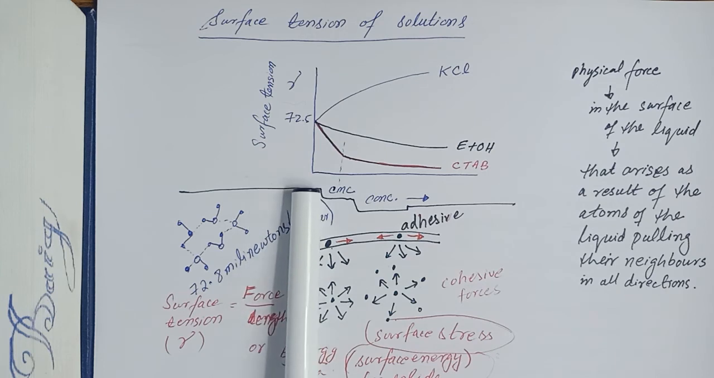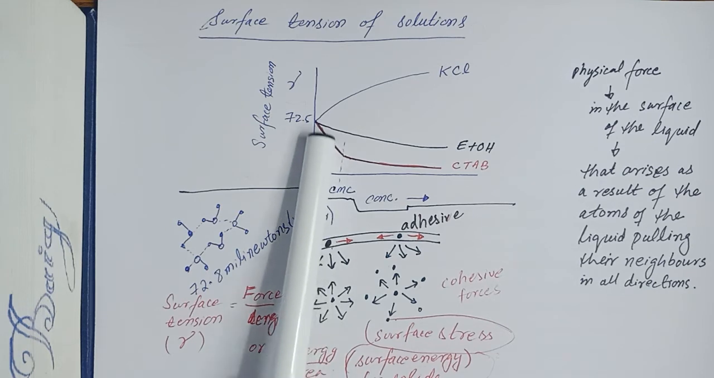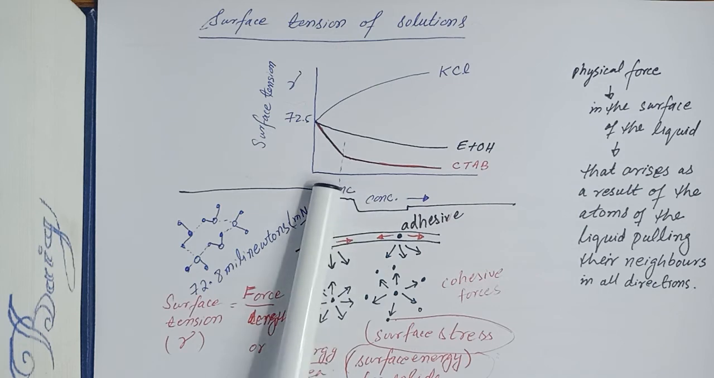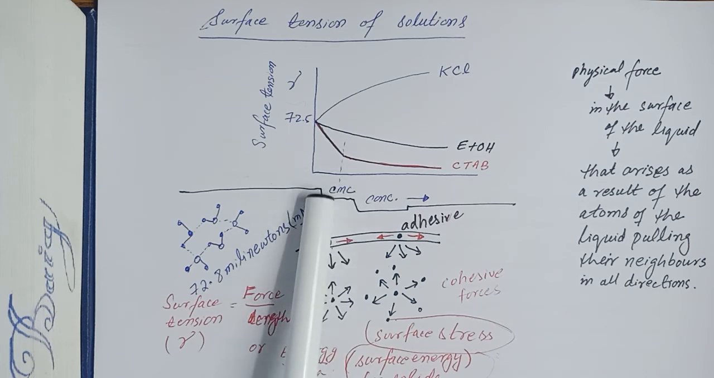Now we come to the surface active agents known as surfactants. As the concentration of the surface active agent increases, the surface tension dramatically decreases. As the number of monomeric forms of surfactant increases, they move to the surface of the solution, lowering the surface tension.